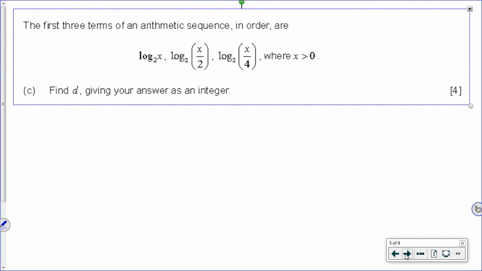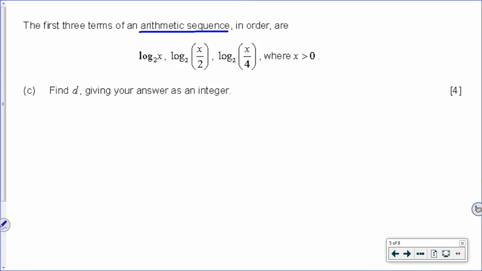And then first 3 terms of an arithmetic sequence. So now I see the word arithmetic, I'm thinking these sequences have a common difference. So instead of dividing any term by the term that came before it, you can subtract any term minus the term that came before it. So find d, that's the common difference, by taking any term, subtracting the one that came before it, and we're going to give our answer as an integer.